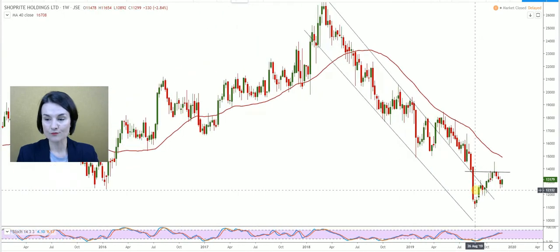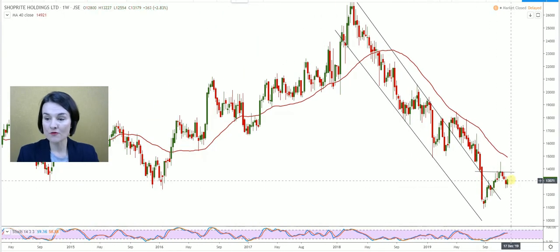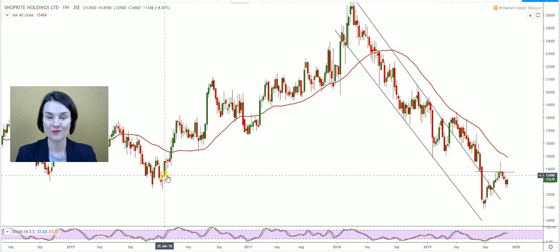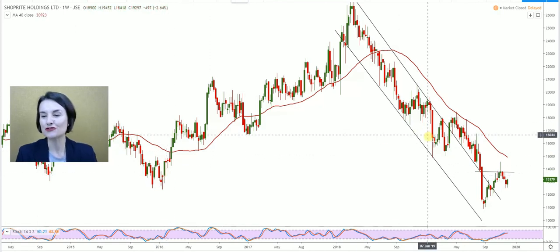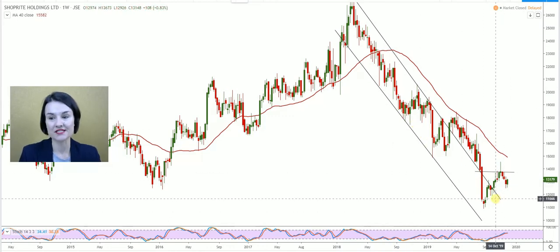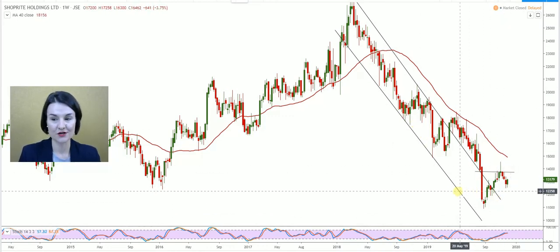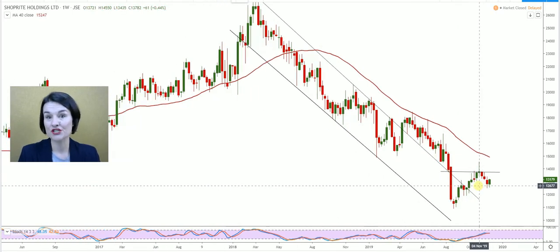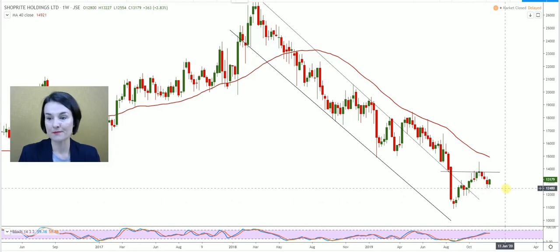If I zoom out, Bruce, you can see that Shoprite is trading at around the same levels it did here in February 2016. The share has seen extreme profit-taking this year, and it looks like it wants to turn around. Have a look at these levels. I would start to accumulate maybe this share for the long term. If you don't have it at the moment, it looks like there's some buyer interest.